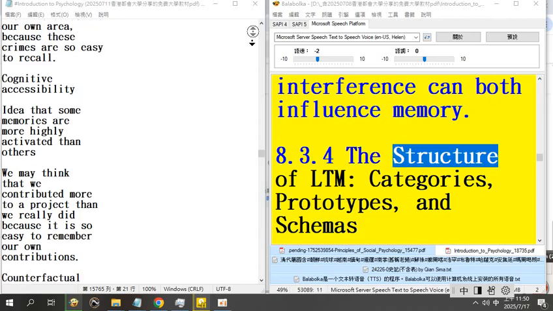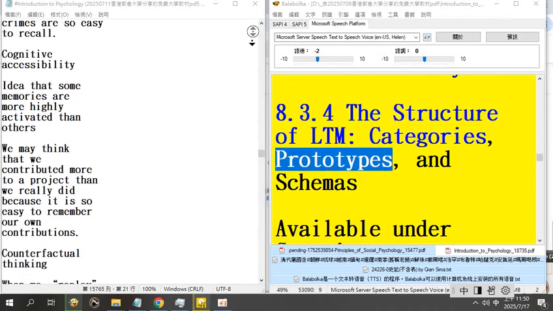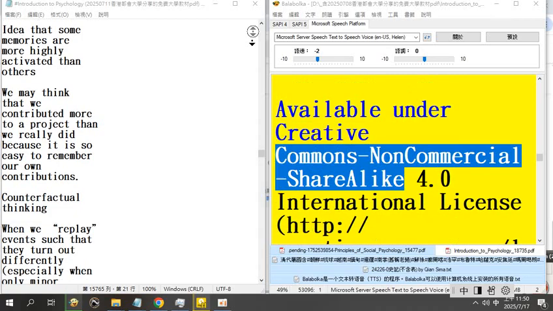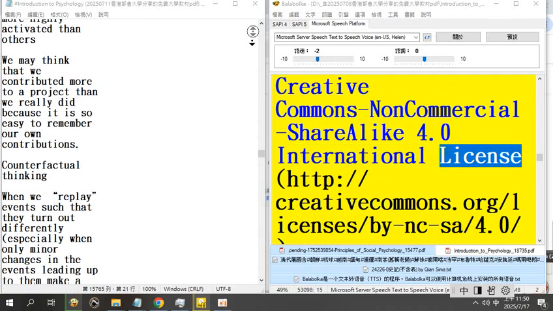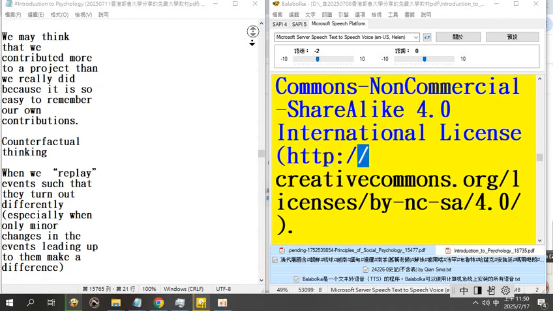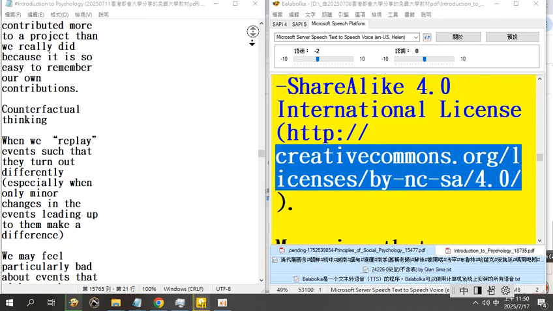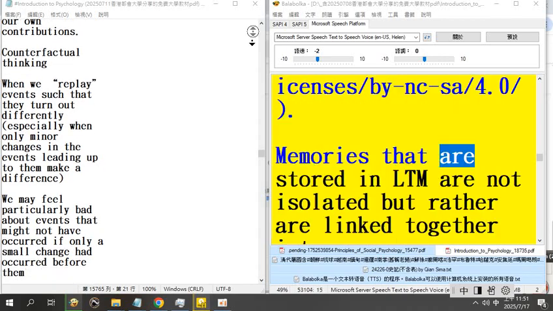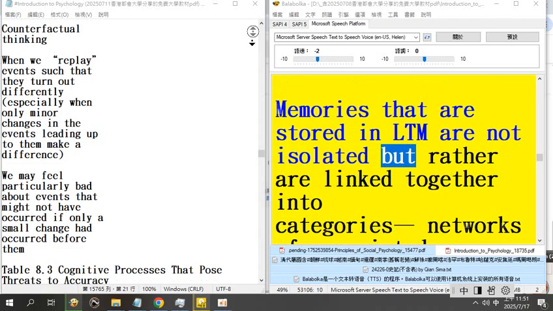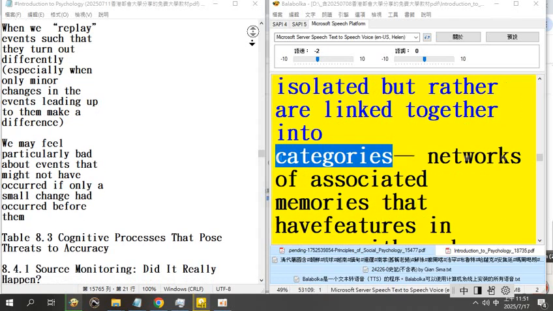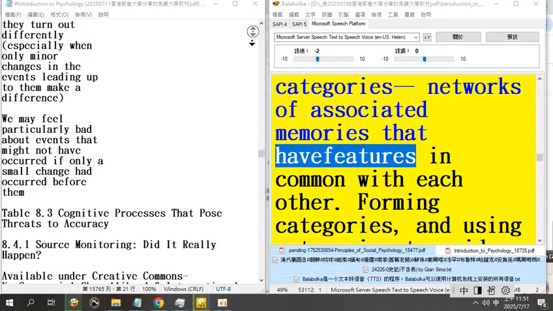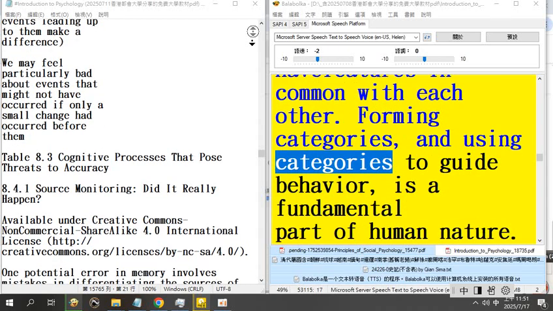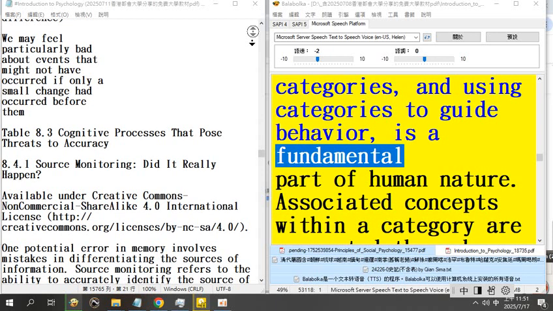8.3.4 The structure of LTM: categories, prototypes, and schemas. Memories that are stored in LTM are not isolated but rather are linked together into categories, networks of associated memories that have features in common with each other. Forming categories, and using categories to guide behavior, is a fundamental part of human nature.